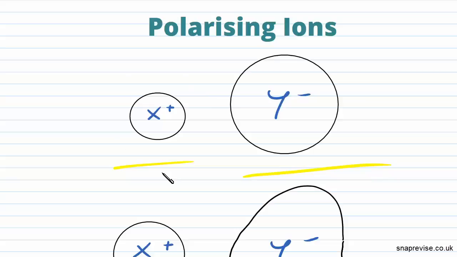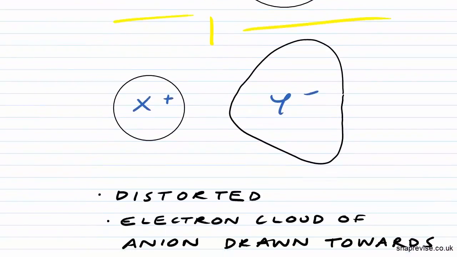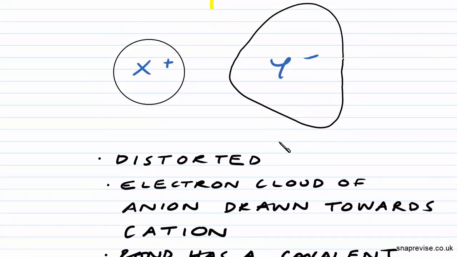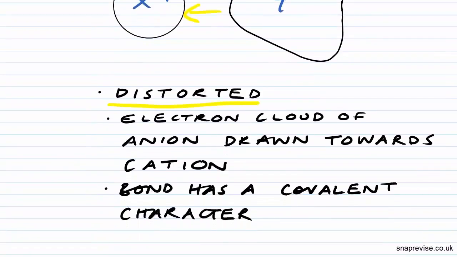So let's have a look at how ionic bonds can be polarized. Well, in an ideal world, we might expect an ionic bond to look like this, where the electron clouds of our cation and anion are discrete. However, it often ends up looking a lot more like this, and you can see the electron cloud of our anion is being drawn towards our positive cation, and we have a distorted bond. We can see how the bond has a degree of covalent character.